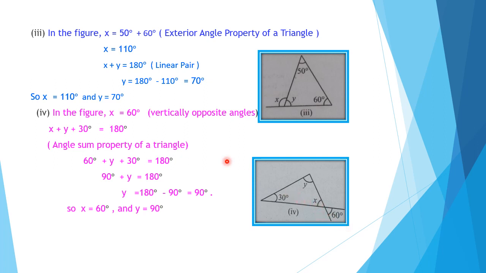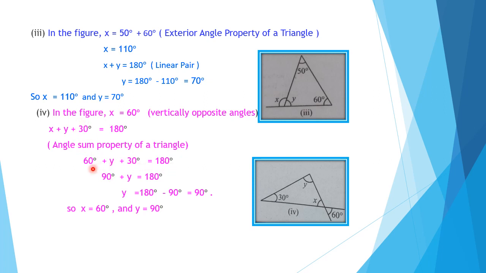So we write it first in the step. In the figure, x is equal to 60 degrees. That is a vertically opposite angle. x and 60 degrees are vertically opposite angles. Now children, we can use the angle sum property of a triangle. x plus y plus 30 degrees is equal to 180 degrees. And x we have got as 60 degrees. So we substitute the value in the next line: 60 plus y plus 30 degrees is equal to 180 degrees.